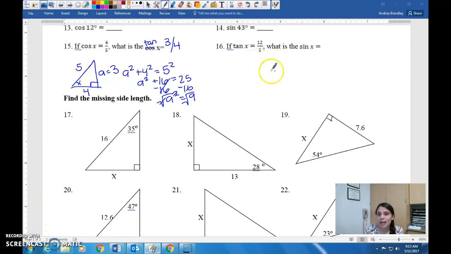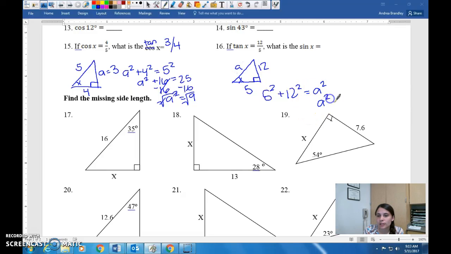So the next one is that same idea. I encourage you to pause the video and try it, but I will show you the setup. So I have my right triangle, this is x. This time I'm given the tangent, which is opposite over adjacent. I want to find that third side, so I'll use the Pythagorean theorem to do so. We'll call it a again.